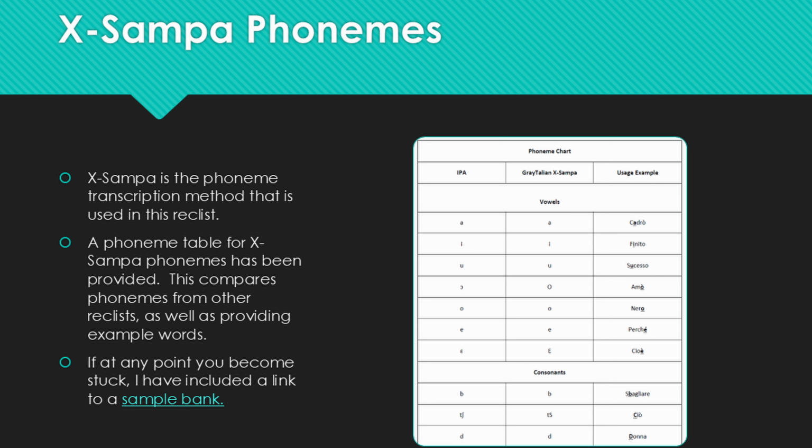Greytalion, like Greyglish, uses X-SAMPA for all file names and aliases. If you're familiar with X-SAMPA, this will make the list very easy to understand. If you aren't familiar, I include an X-SAMPA phoneme chart in each Greytalion voice bank and the reclist package. Though Greytalion is quite streamlined, I would recommend Greytalion for intermediate users.